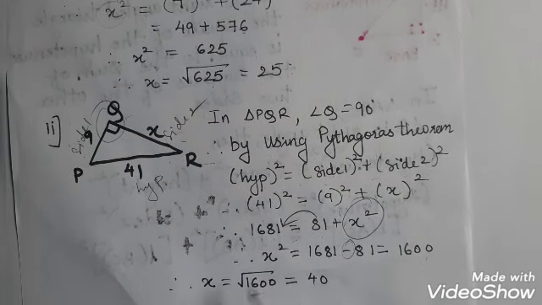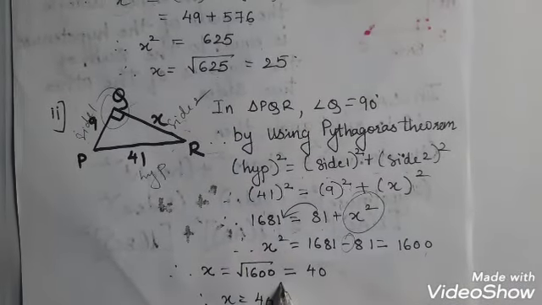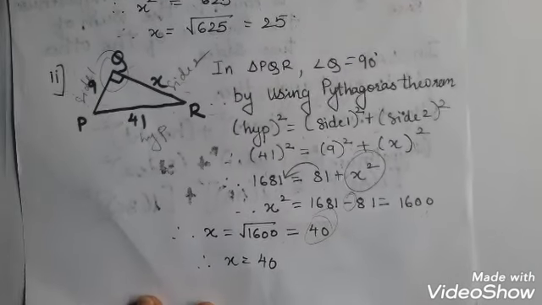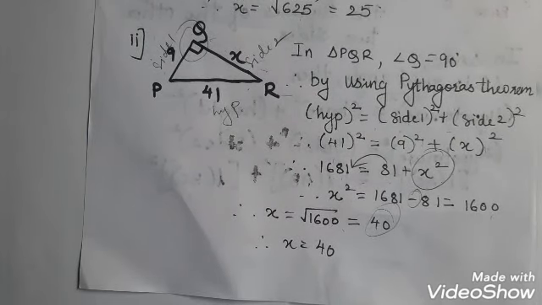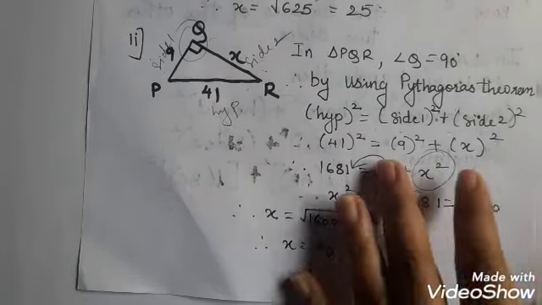Taking the square root on both sides, x is equal to the square root of 1600, which is equal to 40. So you get the value of x as 40. So x is equal to 40. Okay. Next.